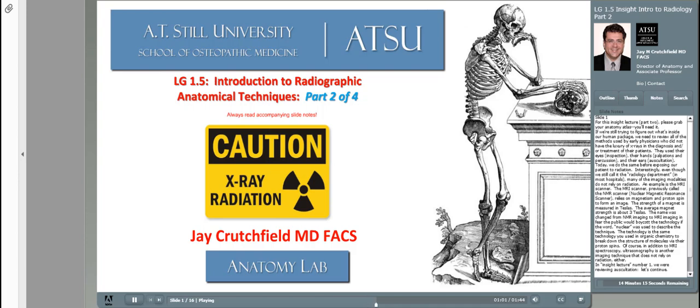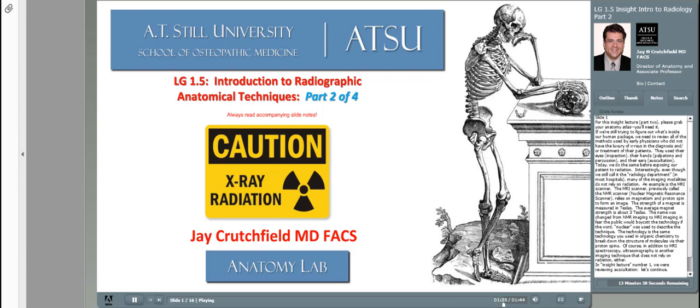The strength of a magnet is measured in teslas. The average magnet strength is about 3 teslas. The name was changed from NMR imaging to MRI imaging in fear the public would boycott the technology if the word nuclear was used to describe the technique. The technology is the same technology you used in organic chemistry to break down the structure of molecules via their proton spins. Of course, in addition to MRI spectroscopy, ultrasonography is another imaging technique that does not rely on radiation either.